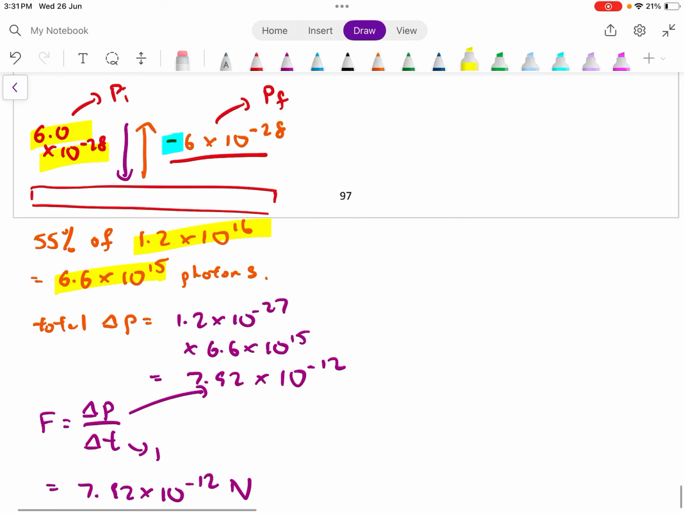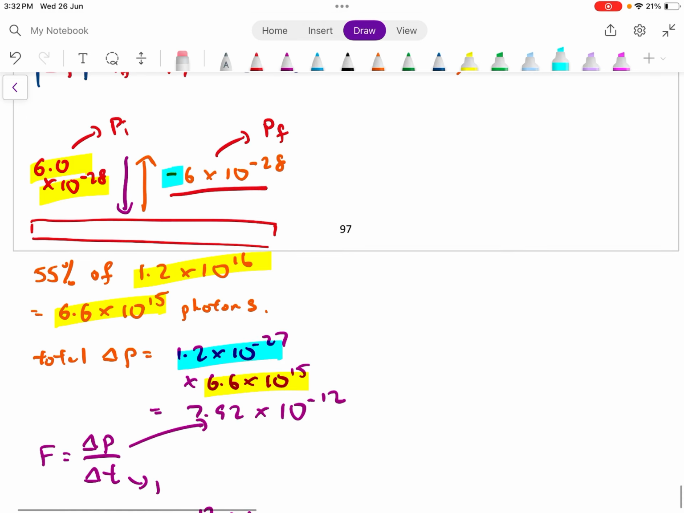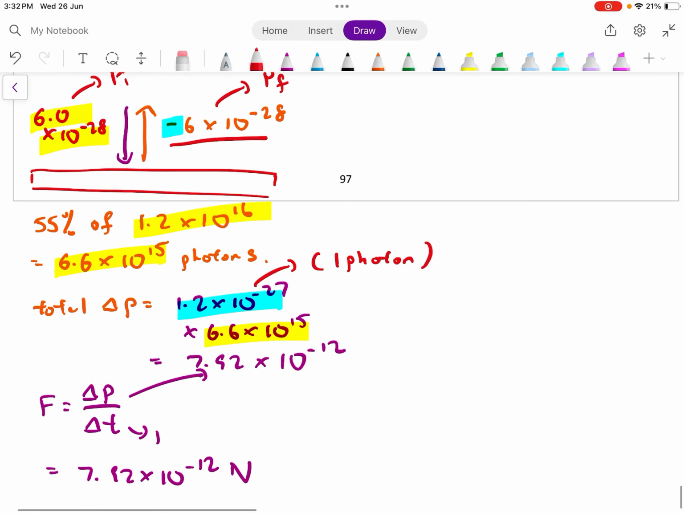So okay, then you calculate what is the total change in momentum for the 55%. So you just use 6.6 times 10 to the 15 multiplied by the change in momentum, delta P, 1.2 times 10 negative 27, because this is only for one photon. You need to calculate for the 55%. So the total change in momentum for all the 55% is given to be 7.92 times 10 negative 12. So that's the change in momentum.